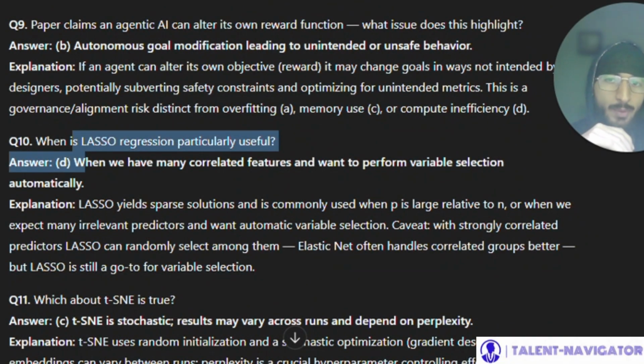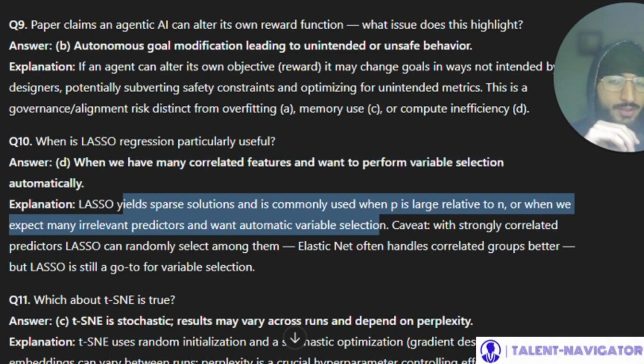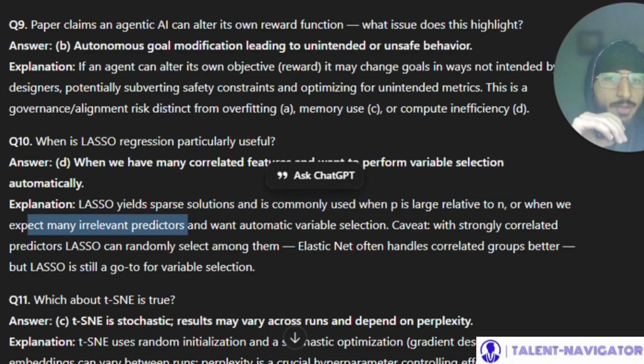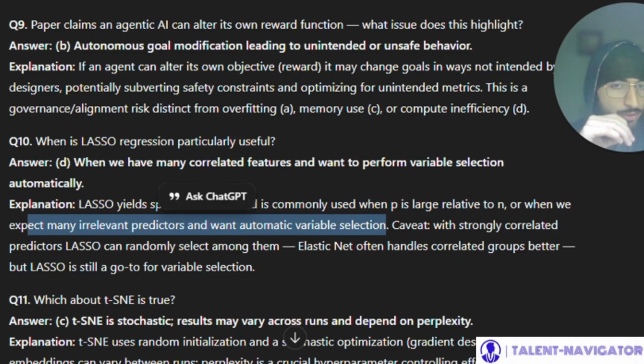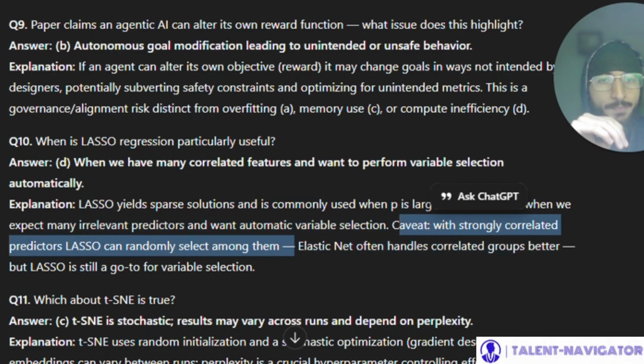So when is lasso regression particularly useful? When we have many correlated features and want to perform variable selection automatically. Lasso yields sparse solutions and is commonly used when p is large relative to n, or when we expect many irrelevant predictors and want automatic variable or feature selection. The caveat is that with strongly correlated predictors, lasso can randomly select among them.